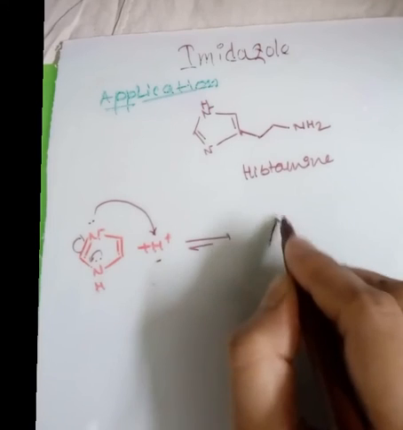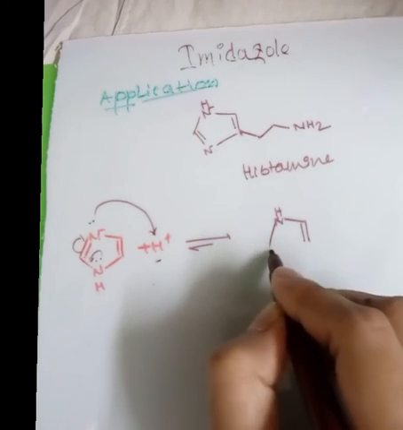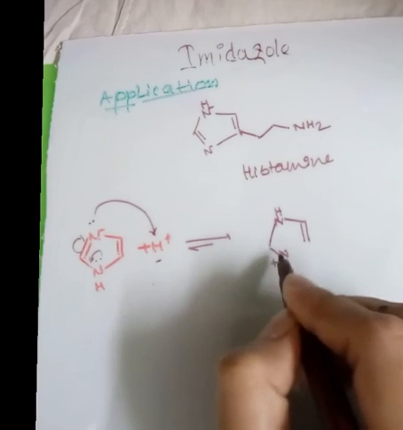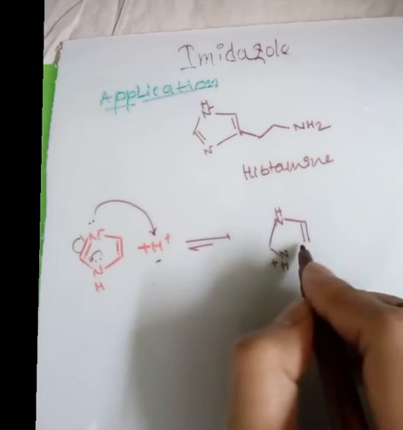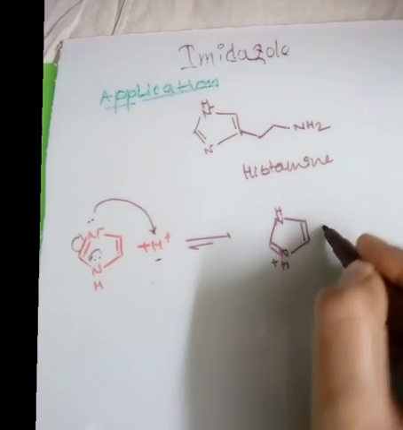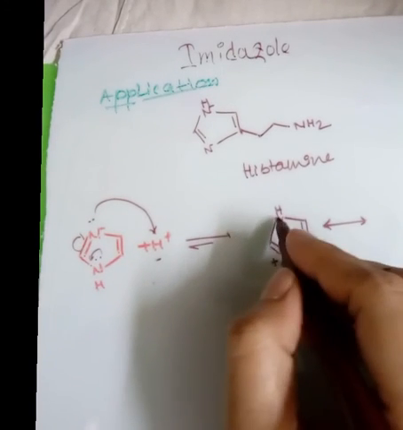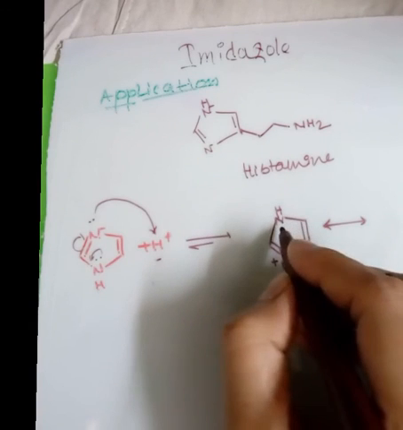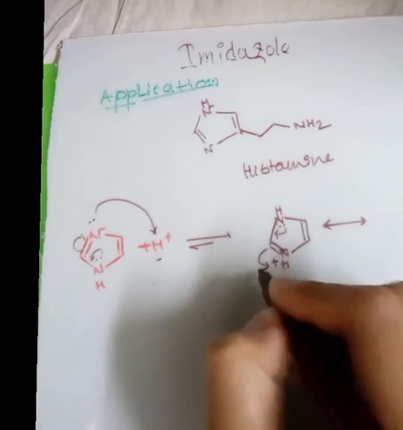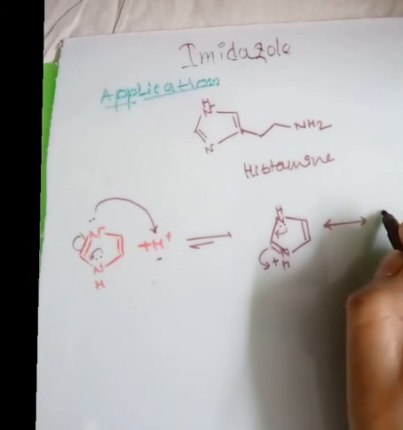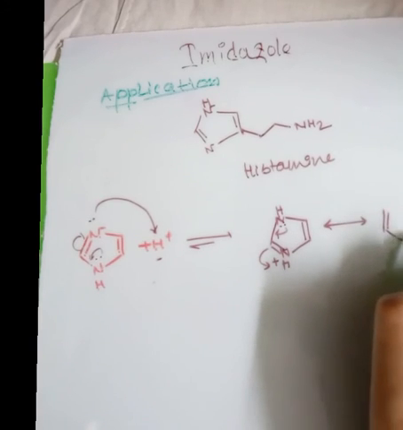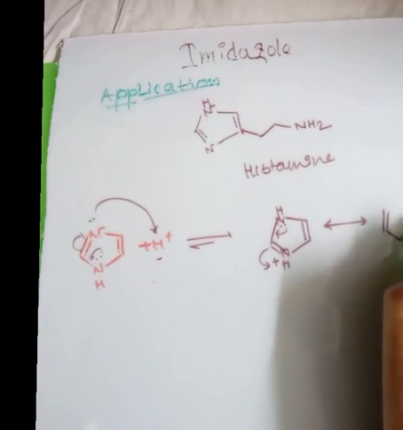and by resonance it controls acid production. Then NH forms, NH positive. Now again resonance, in that way, through that resonating structure, it controls acid production.